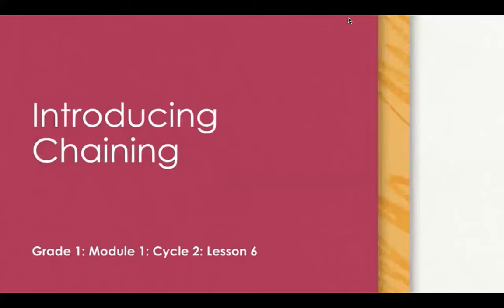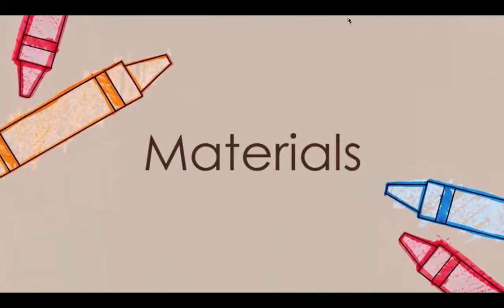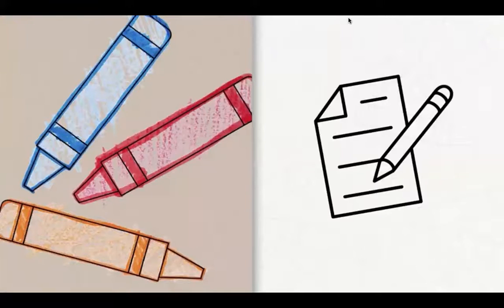Hi learners, welcome to today's lesson. Today we are going to be introducing a learning activity called chaining. Materials. For this lesson, you will need a pencil and a piece of paper. If you have the special handwriting paper with the mouse on it, use that. If not, any lined paper or even a whiteboard will work great.